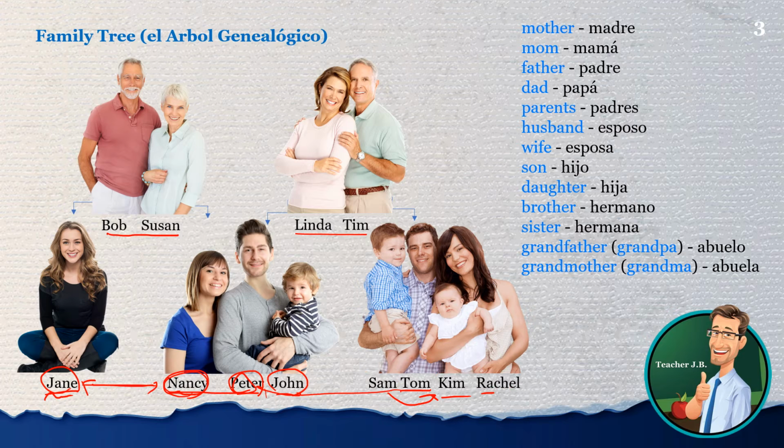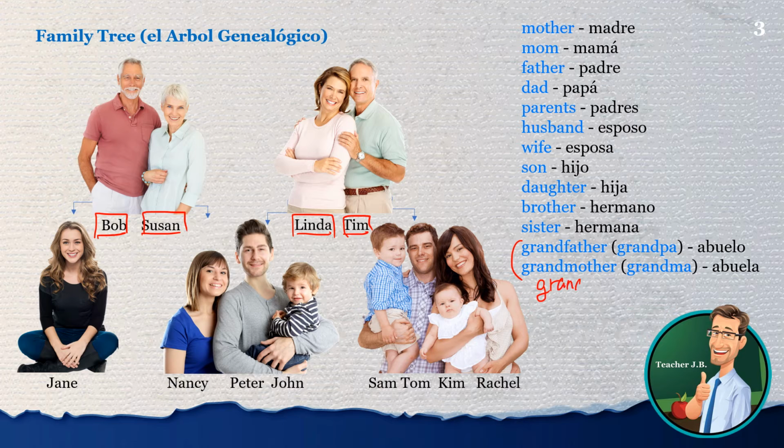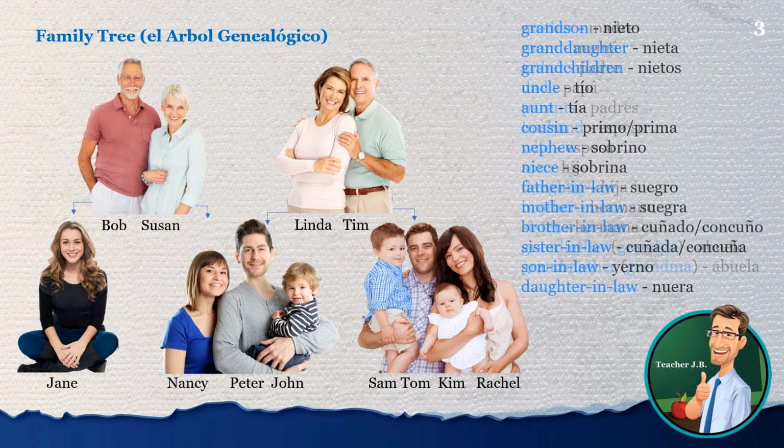Okay? Next thing is grandfather. Grandfather or grandpa. Grandmother or grandma. Bob is a grandfather, and Susan is a grandmother. Linda is a grandmother, and Tim is a grandfather. So grandfather, grandmother, you put together, grandparents, P-A-R-E-N-T-S, grandparents.